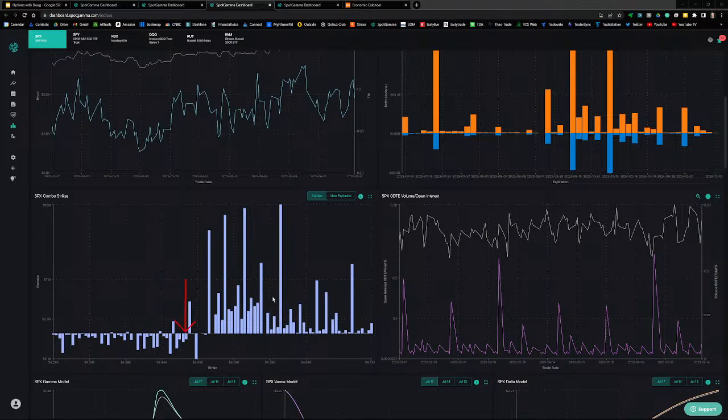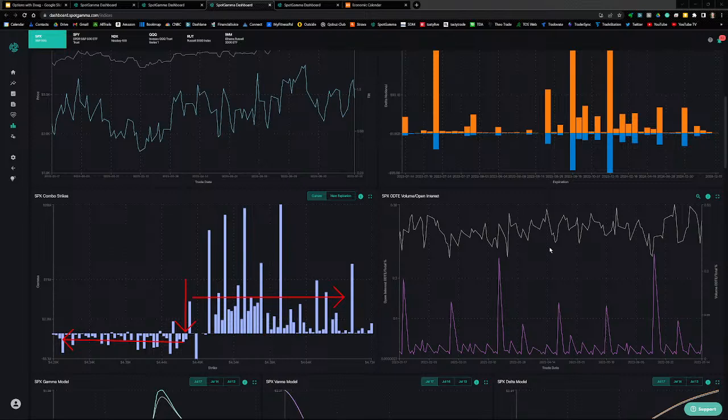So note, above that level is mostly positive gamma shown above the zero line, mostly negative gamma below that line. All right, so Truman, this is where, if I want to see a visual representation of that volatility trigger, that's where I look.